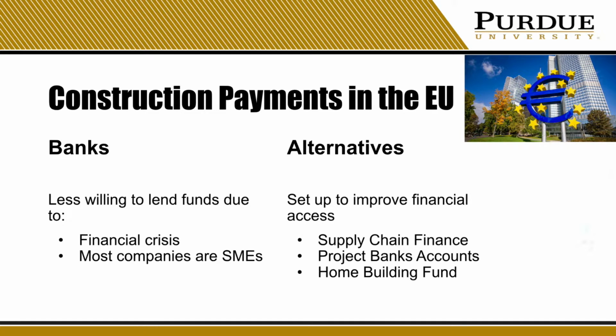Construction payments in the EU. While traditional bank loans are available, like in the US, they are harder to come by. This is due to recent financial crisis within the European Union, and also European construction companies tend to be small to medium-sized enterprises, as opposed to the US, where the industry is dominated by larger companies. As a result, many alternatives have been created for some aspects of construction. These include supply chain finance, project bank accounts, and the home building fund.